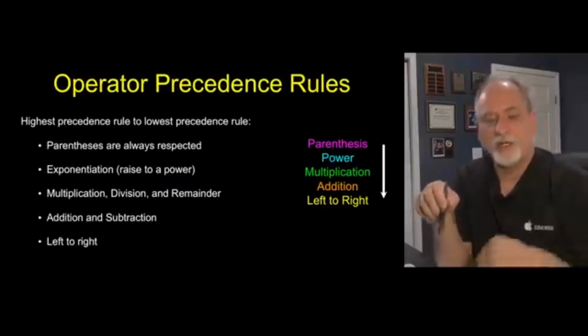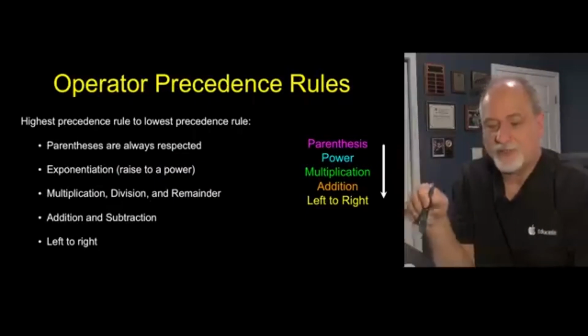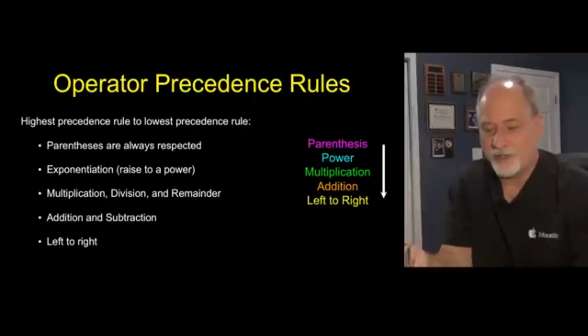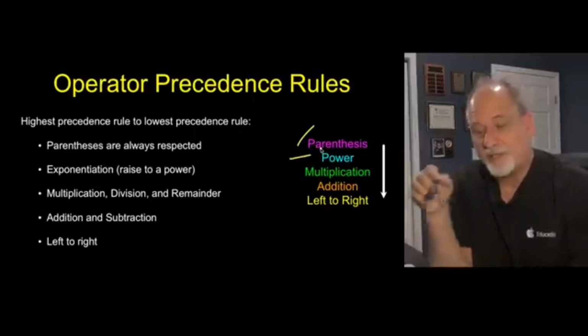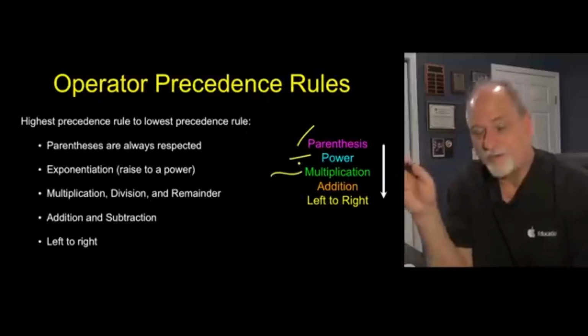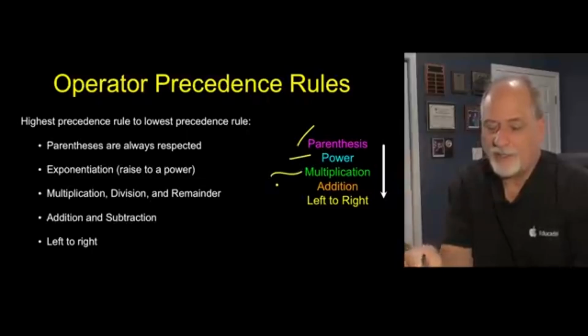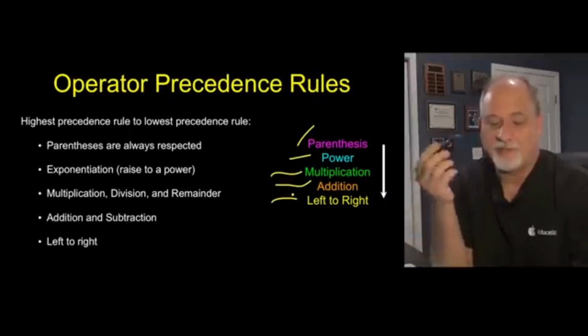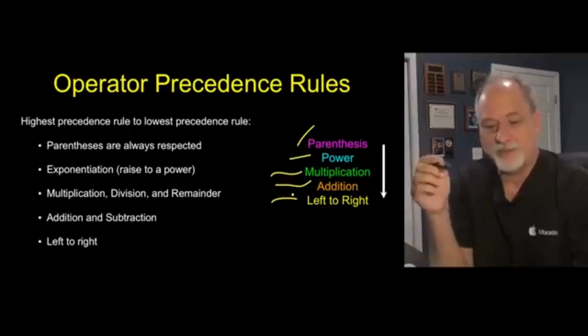So the way things work in terms of operator precedence is parentheses are the most important thing, followed by raising to the power, all else being equal. Multiplication and division are both equal, and then addition, and then within it's adding left to right. So let's see an example of how this works.